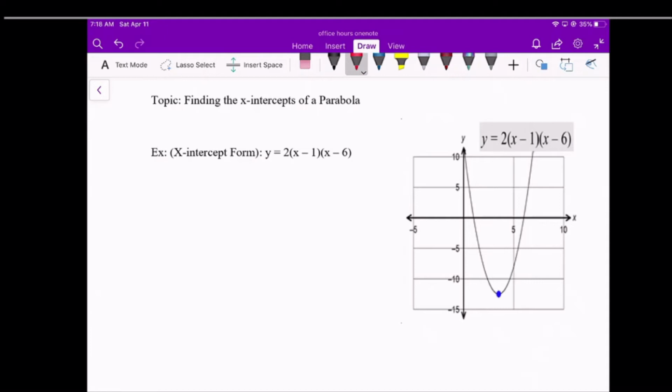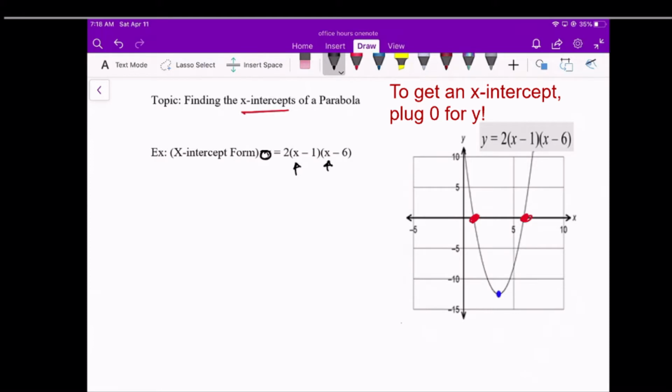Good morning. Topic for today is finding the x-intercepts for a parabola, which are right there and there. You'll notice that where the x-intercepts are, the y-coordinate is 0. So the first step is, using the equation, we just replace y with 0. The left side of the equation is 0.